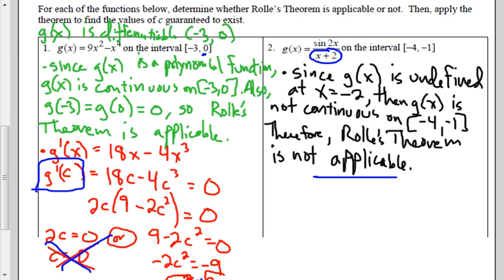Okay, this is part 2. We'll look at some more examples in part 3.